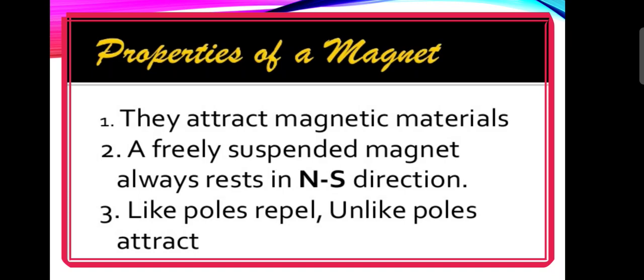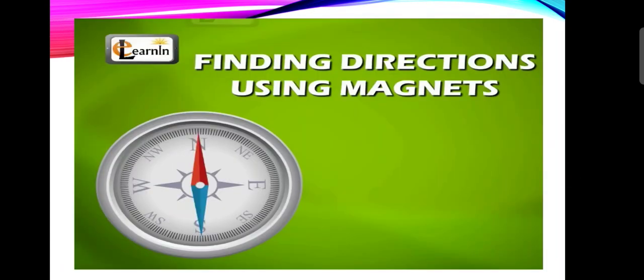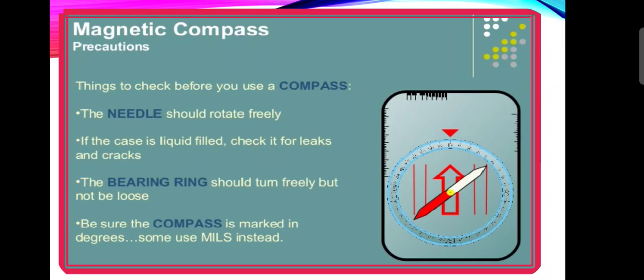Children, magnets attract magnetic materials like those made up of cobalt, nickel, and iron. If a magnet is suspended freely, it will always come to rest in the north-south direction. Now let us learn about the directions using magnets. We know that the magnetic compass is the best example by which we can find out the direction, and it is made up of a magnetic needle.